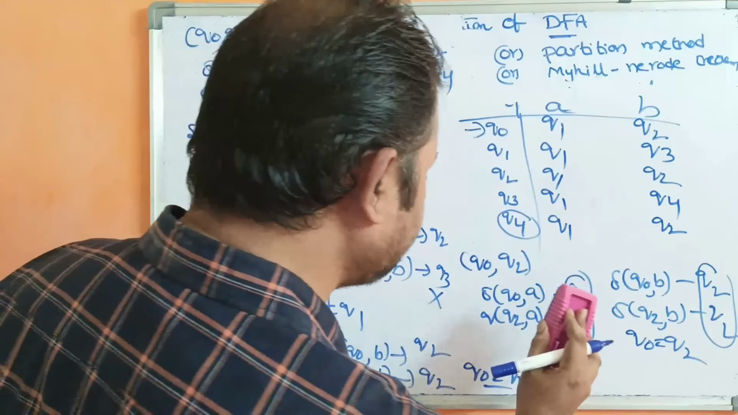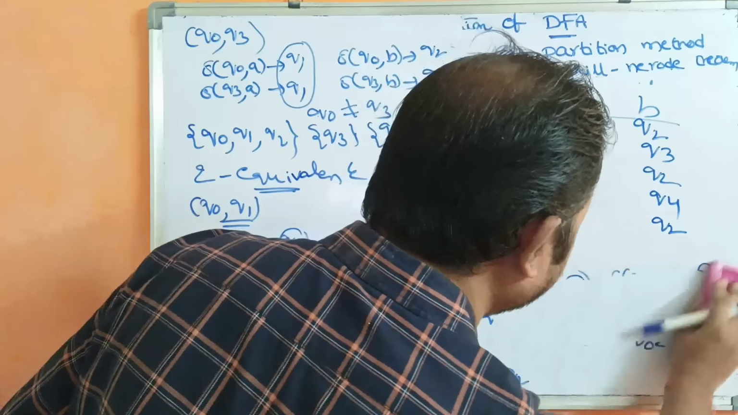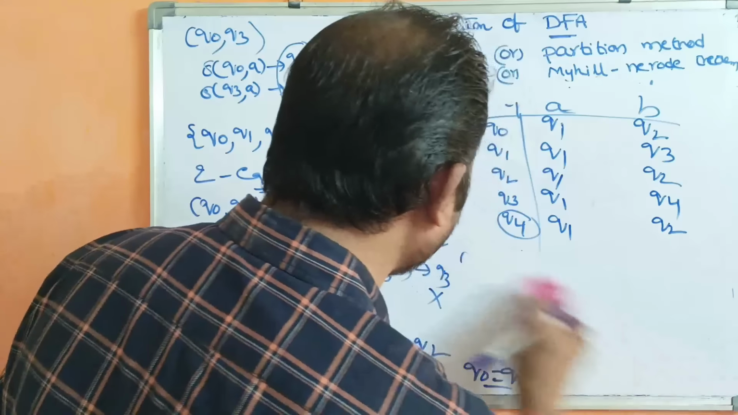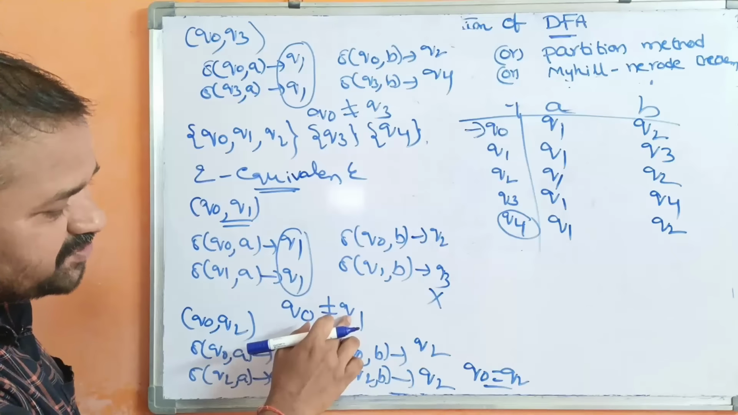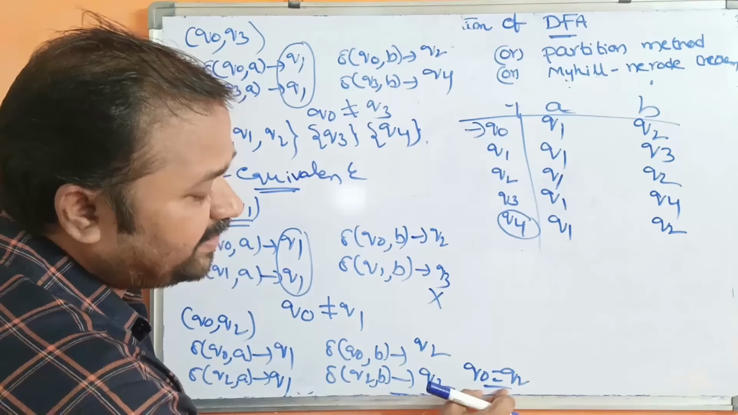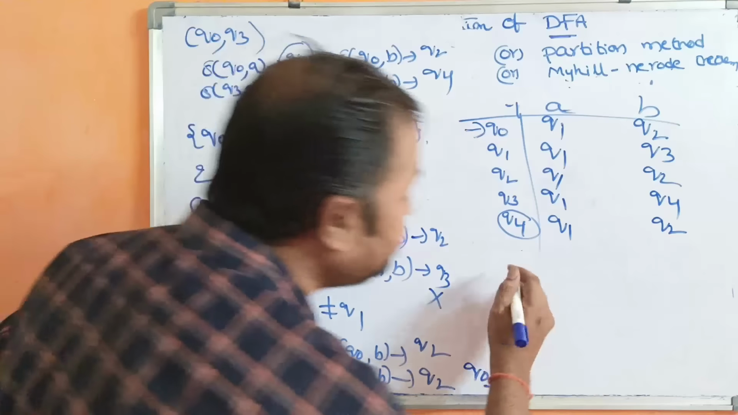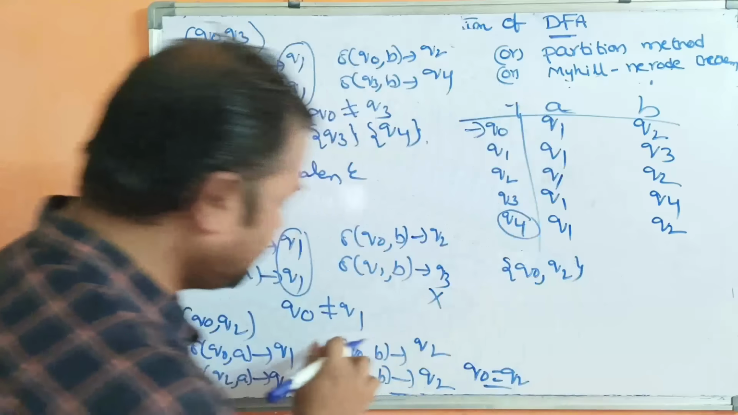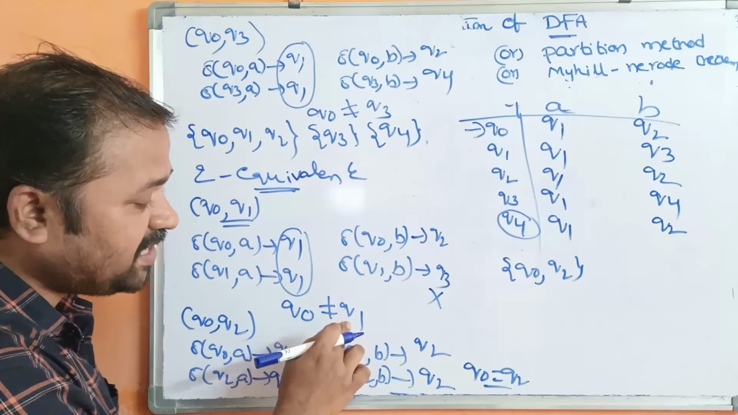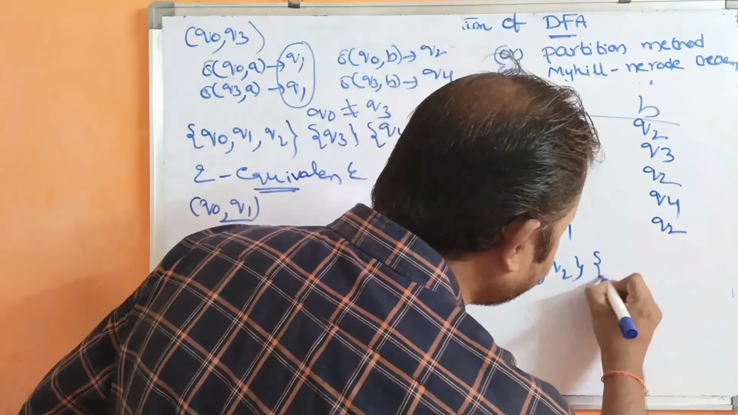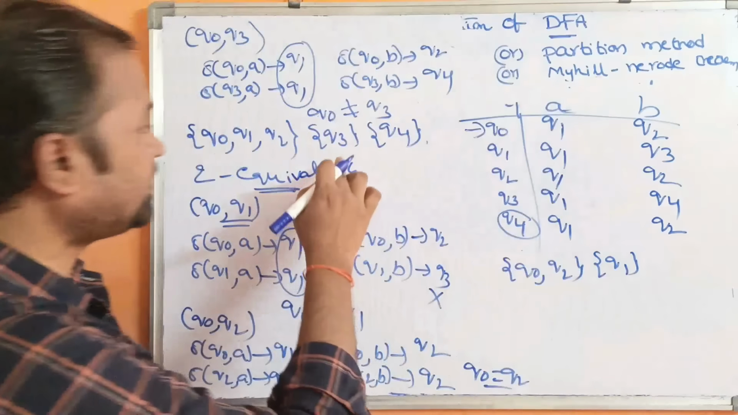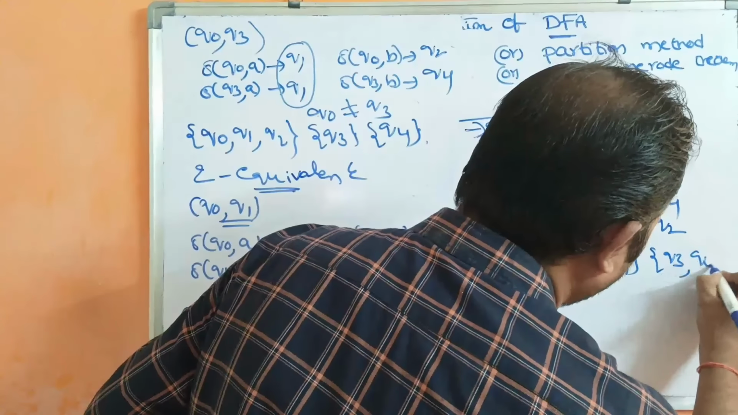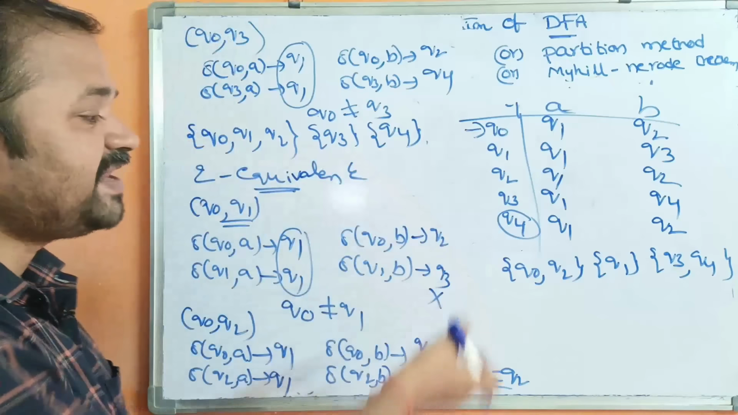Q naught is equal to Q2. Okay, so now we can say that the two equivalence is over. Q naught is not equal to Q1, but Q naught is equal to Q2. So Q naught and Q2 will be in one set, whereas Q naught and Q1 are not equal. So Q1 will be in another set, and the remaining sets are Q3, Q4. So the second equivalence is over.